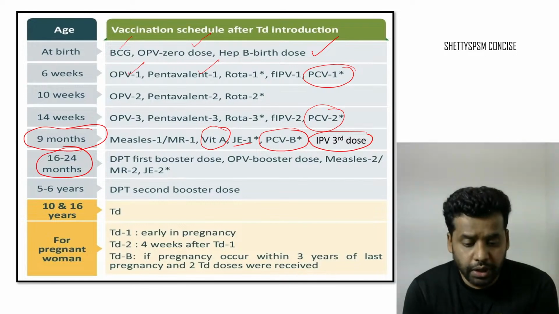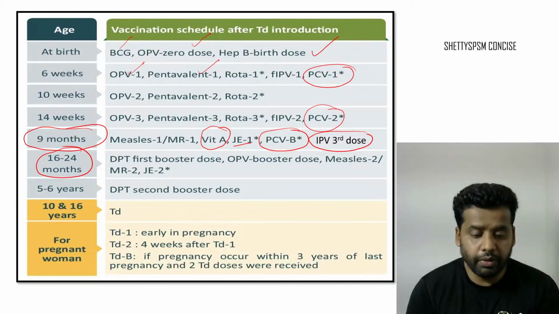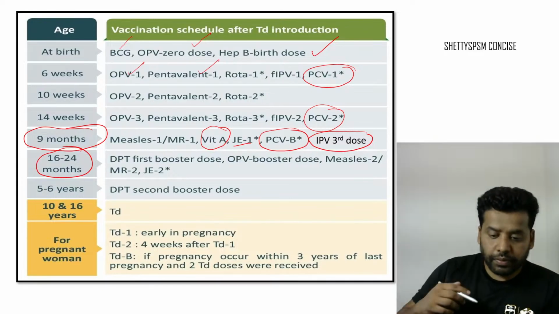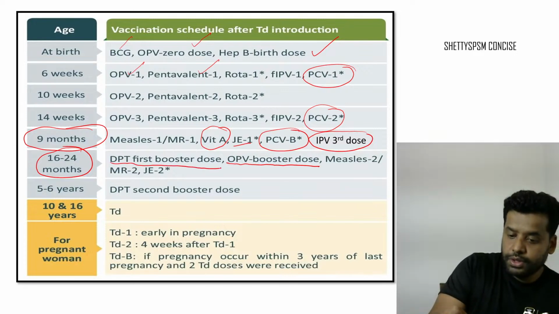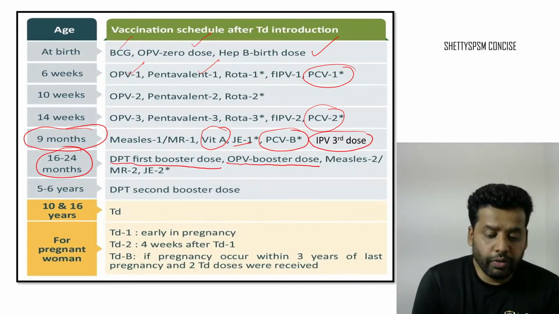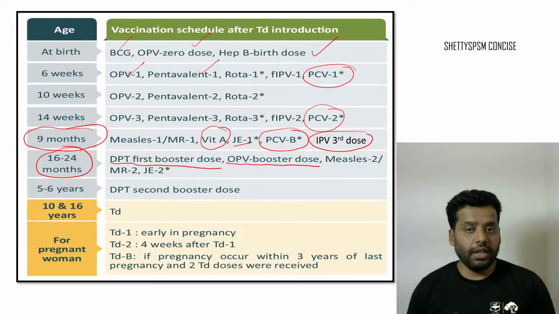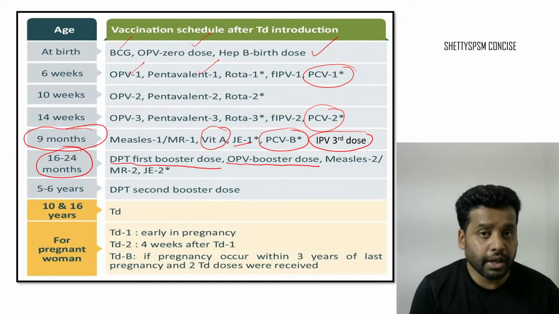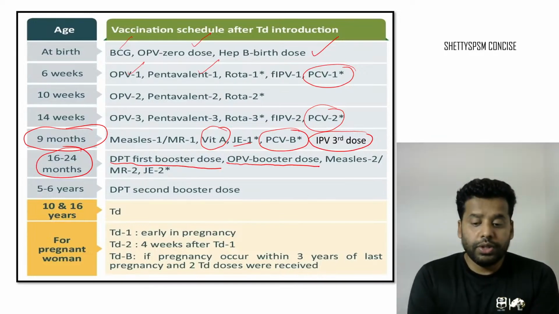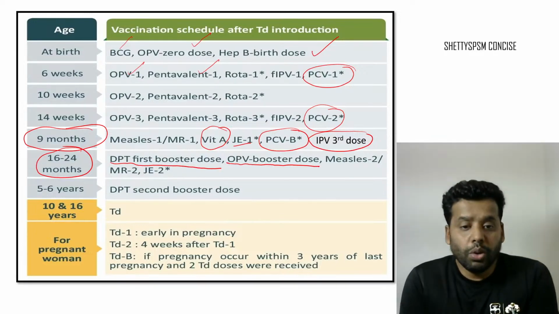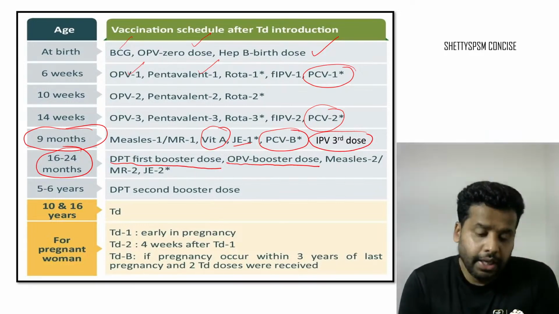DPT first booster. Yes, because DPT was a part of pentavalent before. Now we are using DPT first booster and OPV booster. Along with this, measles second dose. As I told already, measles second dose is given in the form of MR second dose, and Japanese encephalitis second dose. Japanese encephalitis is used only in endemic areas. So keep this in mind.